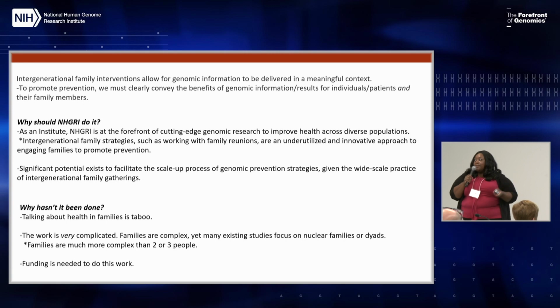And then lastly, funding is needed to do this work, and I think this is an opportunity for us to think about how we might shape funding opportunity announcements in order to strategically have studies that focus on not just smaller families, but more large families where we can gather more information. Thank you.